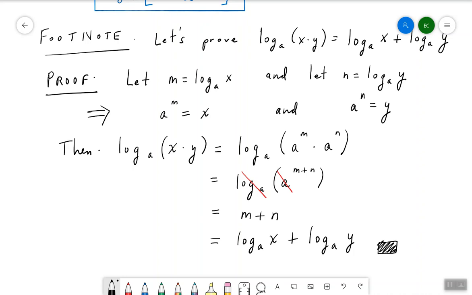So the little shaded box just means that my proof is done. Look, I've started here with what's on the left side of the equal sign, and through a series of steps I wound up with what's over here on the right side. So I've demonstrated that the two are equal.